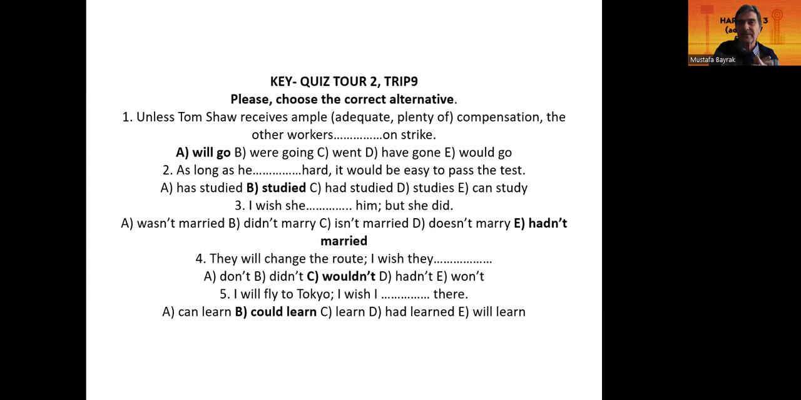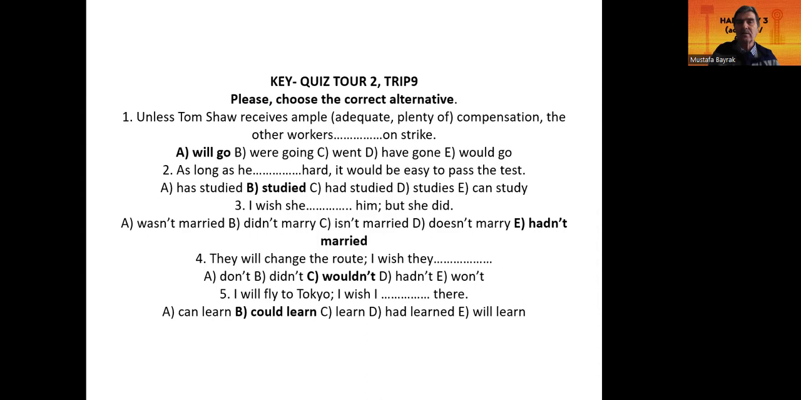Yes, unless Tom Shaw receives ample compensation, the other workers will go on strike. This means they won't go on strike if their friend Tom Shaw receives plenty of compensation, adequate compensation, or ample compensation. Okay, is it clear? Yes, we will again study them in the following presentations.